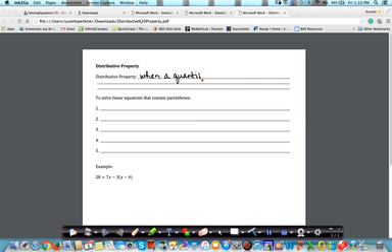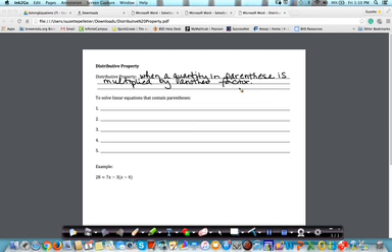When a quantity in parentheses is multiplied by another factor. Okay, that is the distributive property.